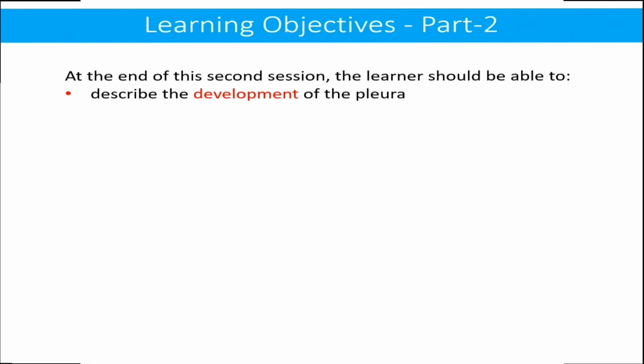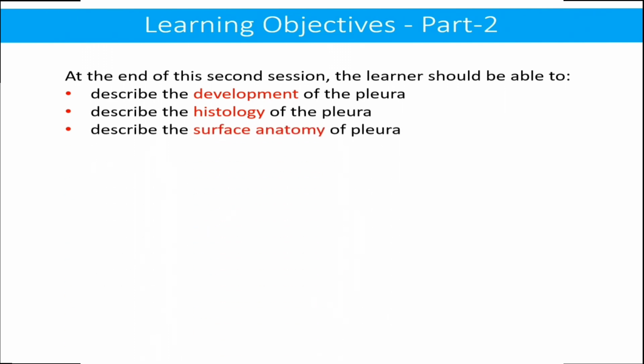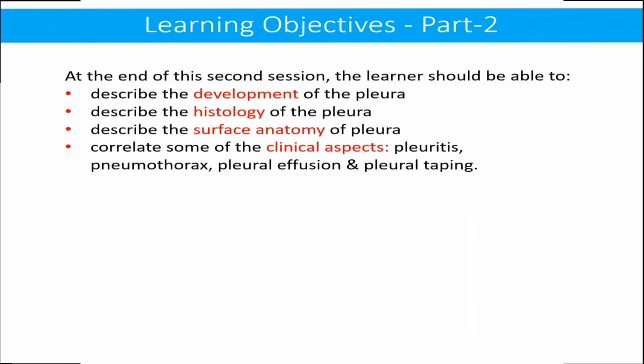At the end of this second session, the learner should be able to describe the development of the pleura, describe the histology of the pleura, describe the surface anatomy of the pleura, and correlate some of the clinical aspects such as pleuritis, pneumothorax, pleural effusion, and pleural tapping.